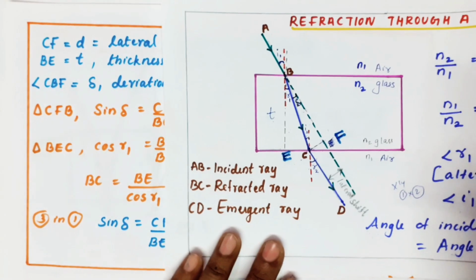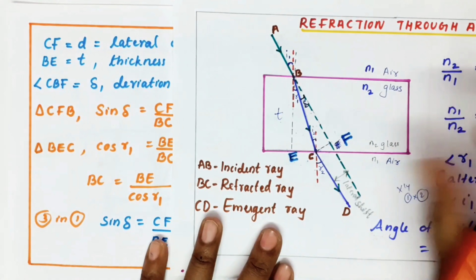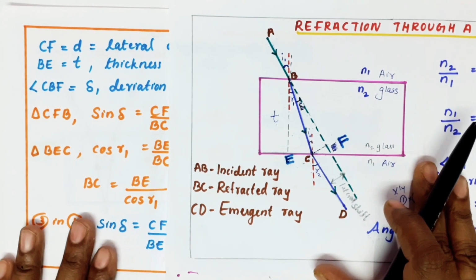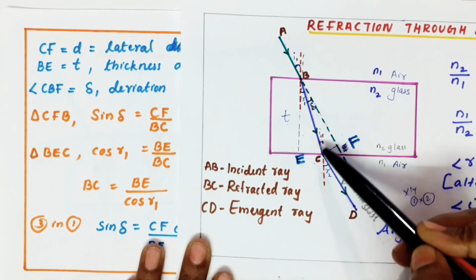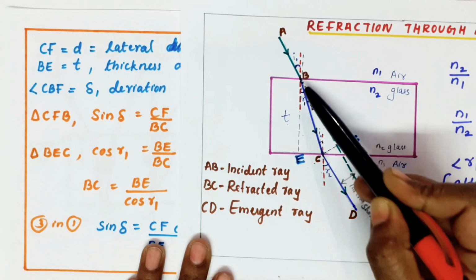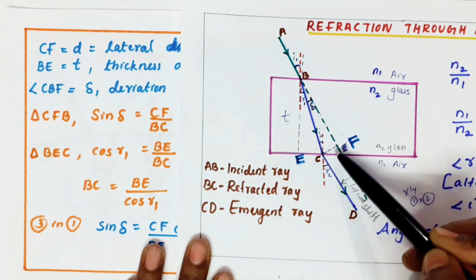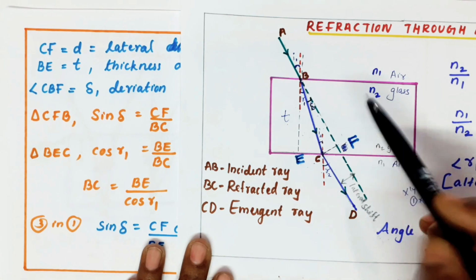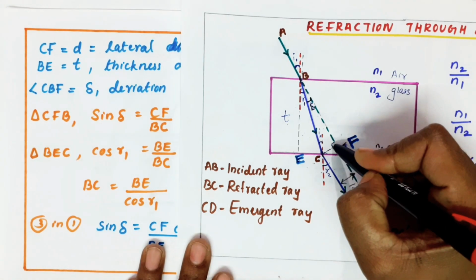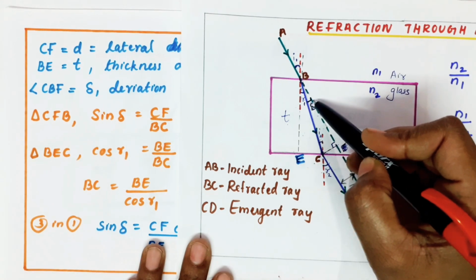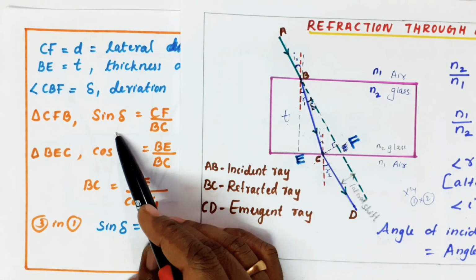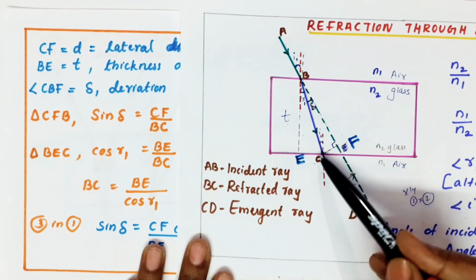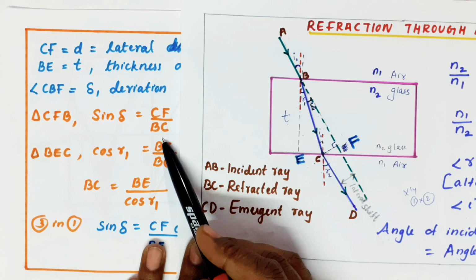Okay. Now after that, I am going to take two triangles from here. What are the two triangles we are taking here? We have to take two right angle triangles. First one is CFB. It's a perpendicular distance, no? So this will be a right triangle. So from this triangle, this angle is delta. With respect to delta, I find sin delta, opposite side by hypotenuse, CF by BC.